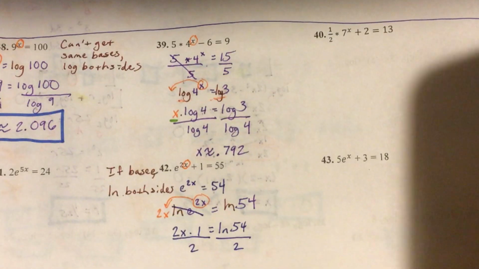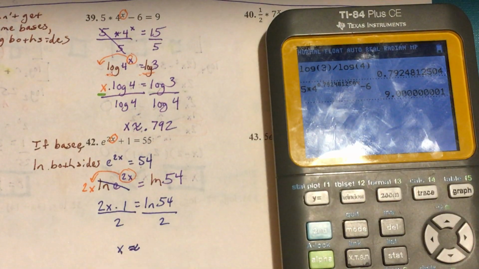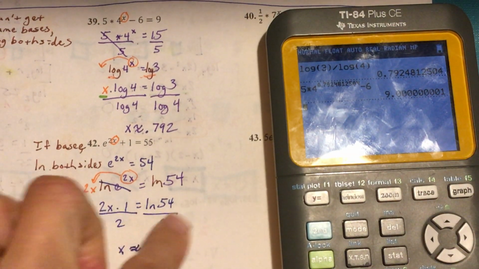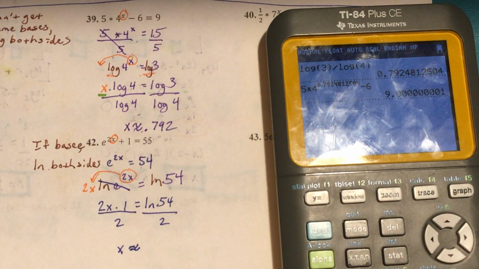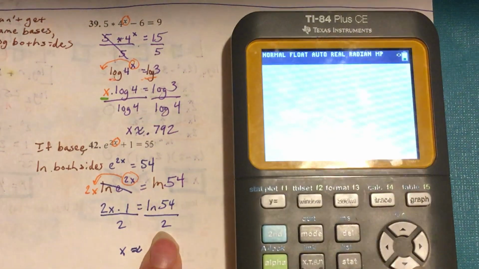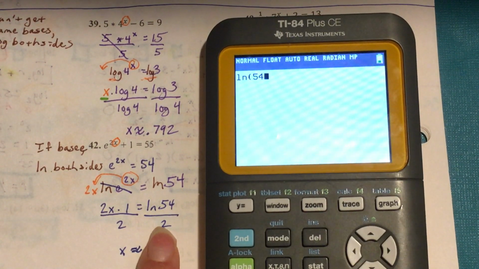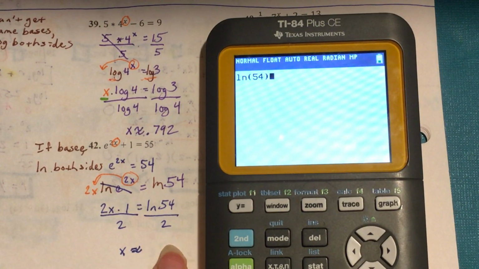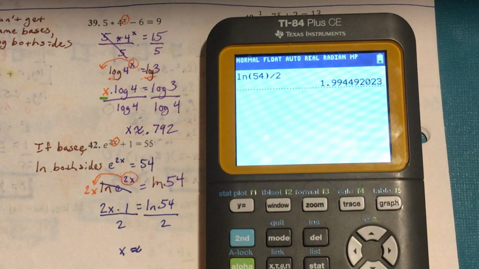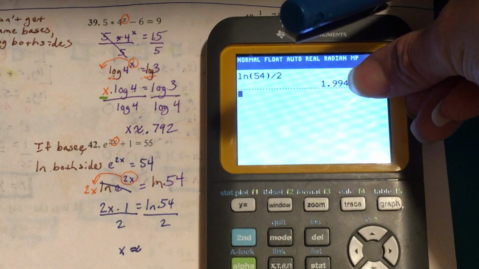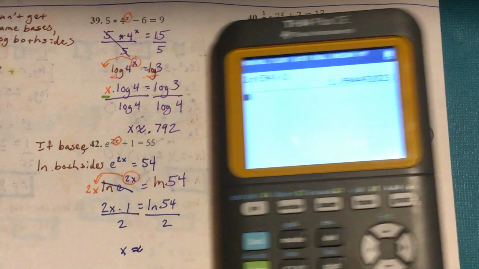Now again, we can't simplify this to be natural log of 27 because this is actually 1/2 natural log 54 or 54 to the 1/2. So simply type it into your calculator exactly as you have it written on your paper. Natural log of 54, close off your parenthesis, divided by 2. And that gives me, rounded to 3 decimal places, 1.994.